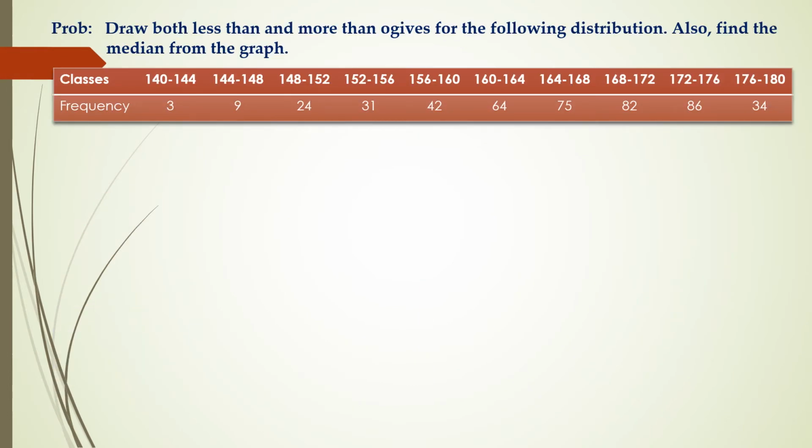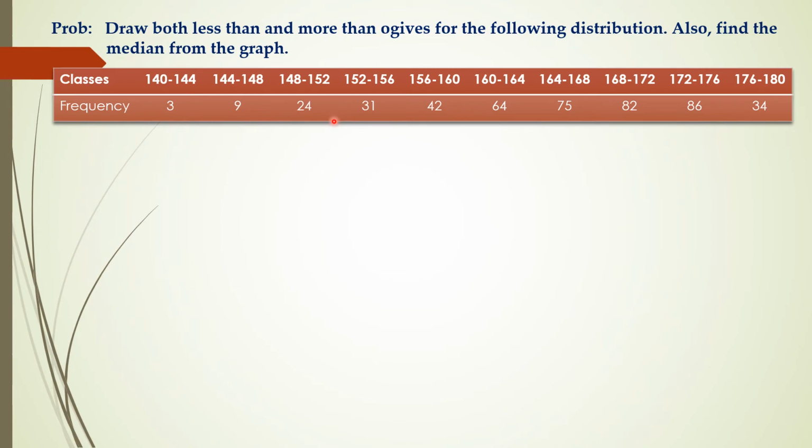Let's do one more problem. Draw both less than and more than ogives for the following distribution. Also find the median from the graph. The data given is in the form of classes and their respective frequencies. Here you have to draw both less than and more than ogives. To draw the less than ogive, we need the less than cumulative frequency distribution, and to draw the more than ogive, we need to construct the more than cumulative frequency distribution.